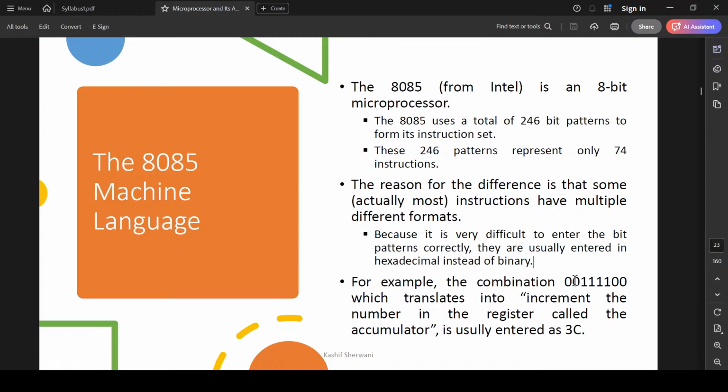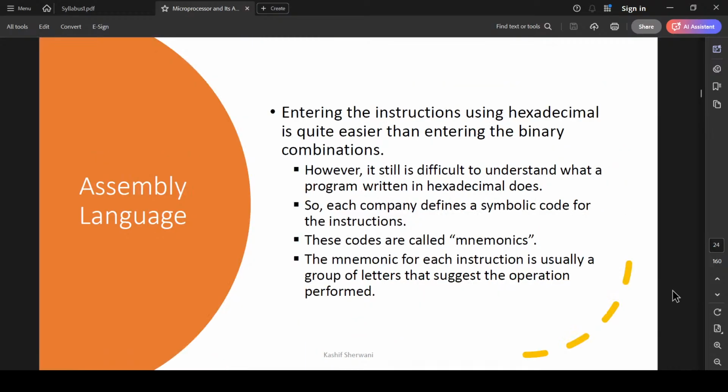For example, the combination 00111100, which translates to increment the number in the register called the accumulator, is usually entered as 3C. Entering the instructions using hexadecimal is quite easier. Yes, it is. However, it is still difficult to understand what a program written in hexadecimal does.